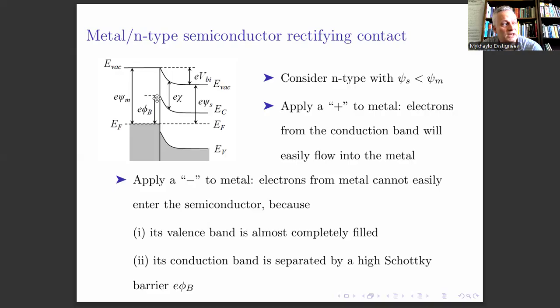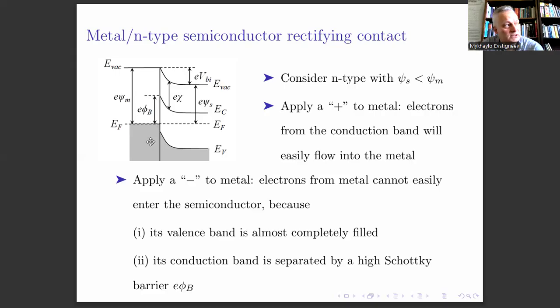You are also reducing the size of the depletion region at the interface. So the current will be increasing. Actually, it will be increasing exponentially strongly with the applied bias, positive bias, direct bias. Whereas if you apply a negative bias to the metal relative to the semiconductor, your current, in principle, you are pushing the electrons from the metal into the semiconductor if you apply minus to the metal relative to the semiconductor.